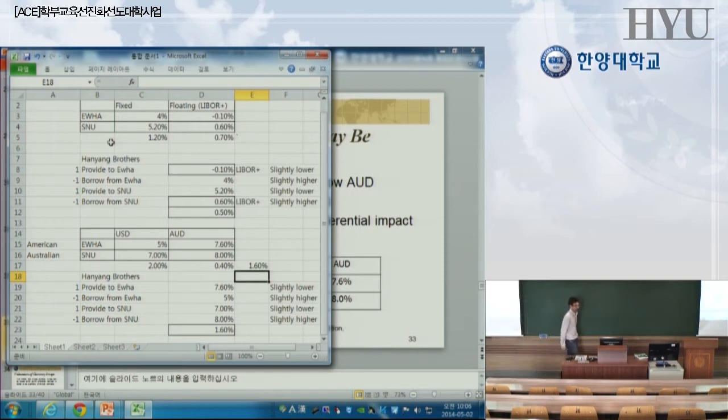Then the next question is this kind of arbitrage opportunity. This is basically the reason why swap contracts exist. Swap contracts exist because some firms have a comparative advantage in the fixed rate market, and some firms have a comparative advantage in the floating rate market, so they have an incentive to trade with each other.